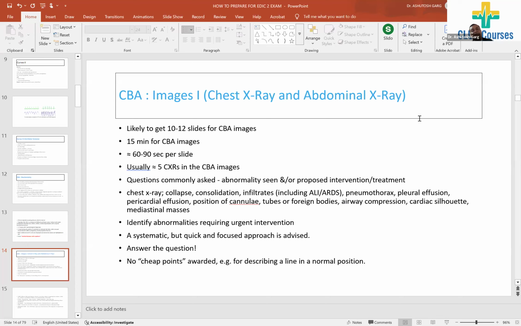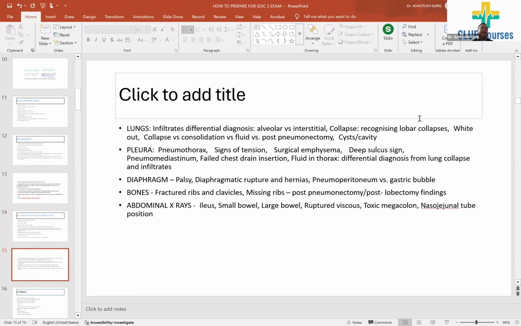If they are not asking about the line, suppose there is an internal jugular CVP line and you say the line is normally placed, you will not get any mark for that. Then in lungs: infiltrative differential diagnosis like alveolar versus interstitial, collapse, recognize lobar collapse, whiteout, collapse versus consolidation versus fluid versus post pneumonectomy, cyst or cavity, pleura, pneumothorax, signs of tension pneumothorax, surgical emphysema, deep sulcus sign, pneumomediastinum, flail chest, drain insertion, fluid in thorax, differential diagnosis from lung collapse and infiltrates.